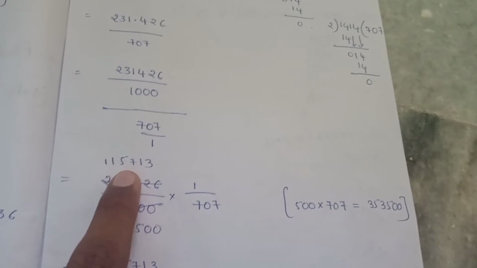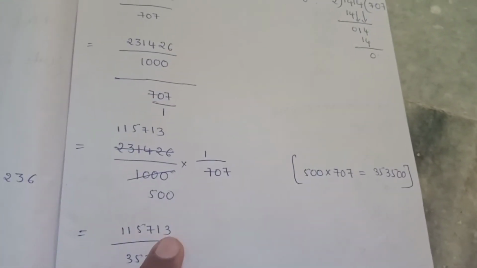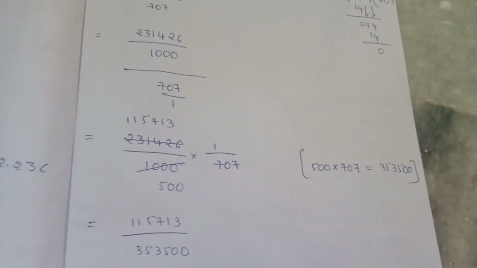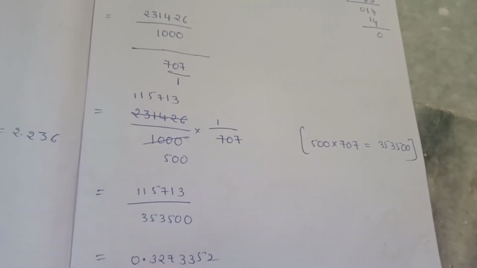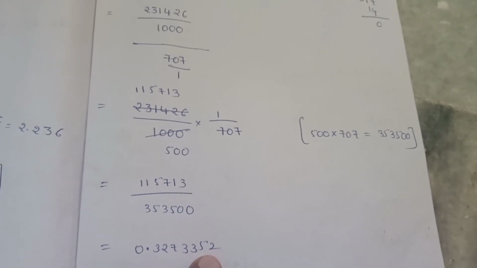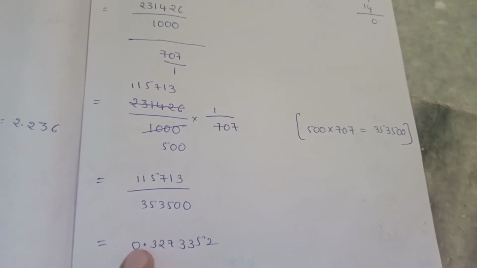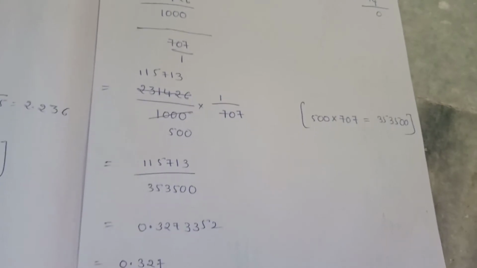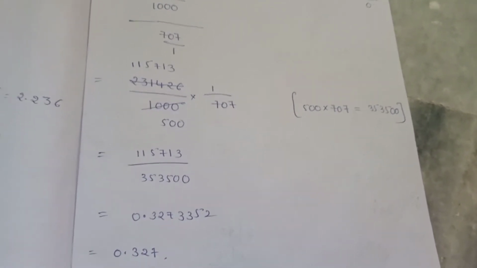In the 2 table, 2 five hundreds are 1000 and 2 times 115713 is 231426. Now we multiply: 115713 into 1 is 115713, and 500 into 707 is 353500. If we divide 115713 by 353500, we get 0.3273352. What is asked in the question? Up to 3 decimals only. After the point we consider 3 decimals: 0.327. This is our final answer.